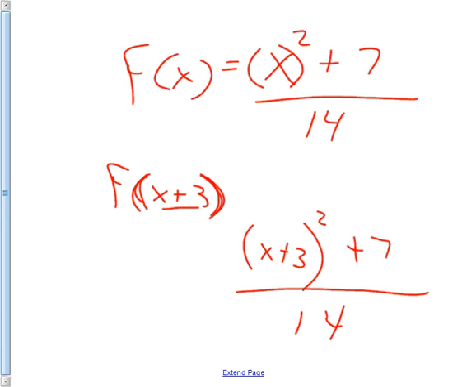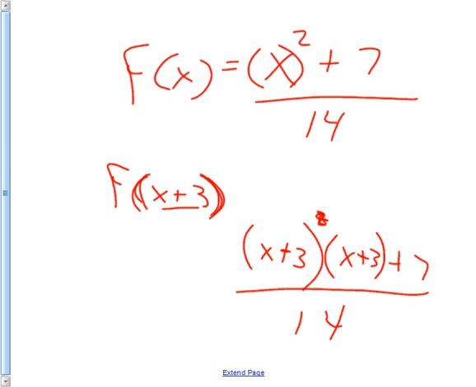Now, why did I say FOIL was important? Because so many kids think, oh, I'll just take x squared and 3 squared, and it's x squared plus 9. And that's wrong. Because when you square something, it means times itself. So I'm going to move this plus 7 over, and instead of squared, I'm going to say times x plus 3, and now you may see where the FOIL comes in.